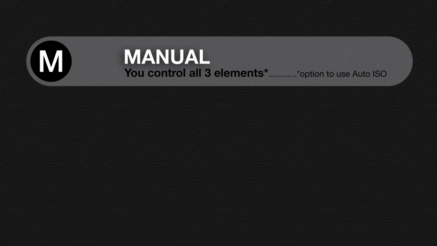So what do those acronyms stand for? Well, obviously the letter M stands for manual. Now in the manual mode, you control all 3 elements. But you will have the option on some cameras or most cameras to switch the ISO to automatic if you feel you need to. But I think if you're in full manual, it's nice to be in total control of all 3 elements, but it's entirely up to you.